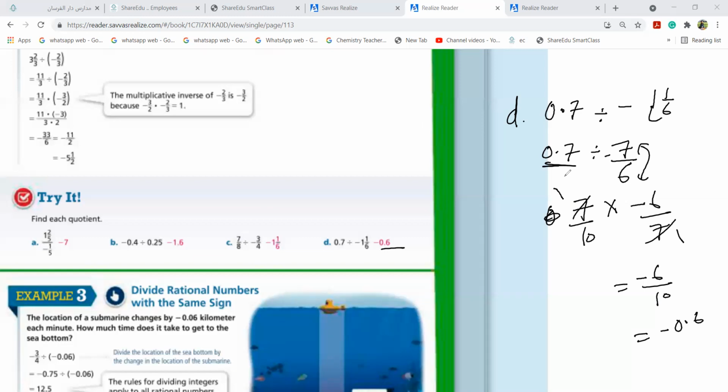Then we multiply them. Why am I cancelling? Because when the numerator and denominator have the same number, just cancel them. Instead of multiplying 7 and 6, I just cancel this because the numerator and denominator are the same number. Okay?